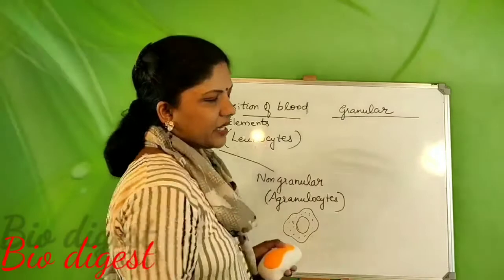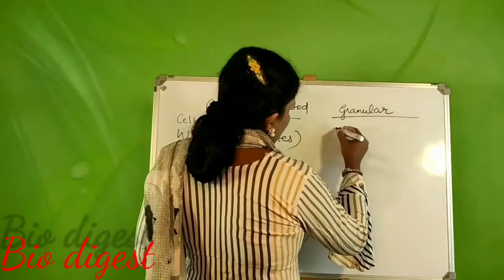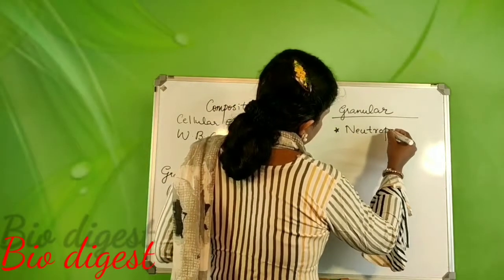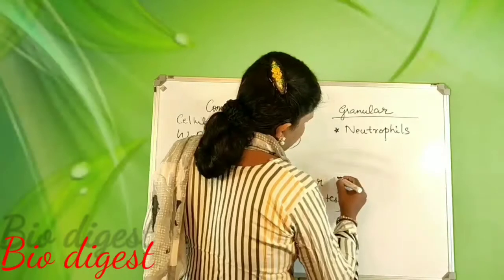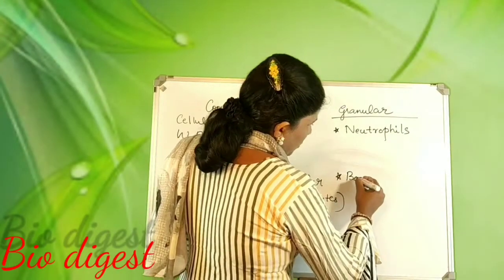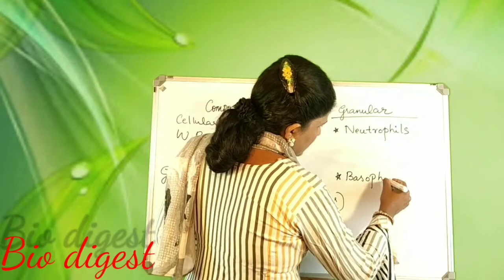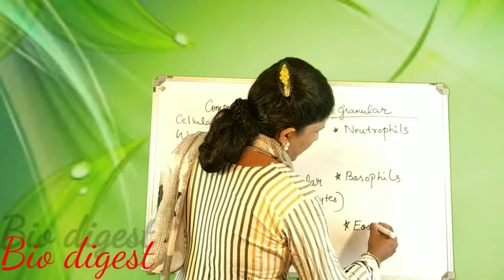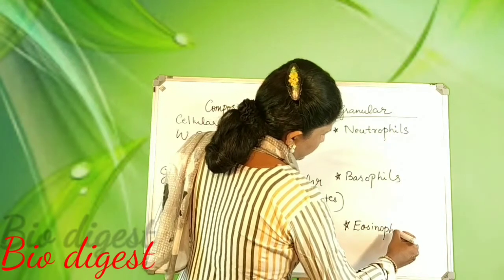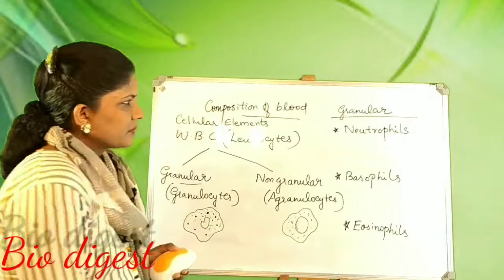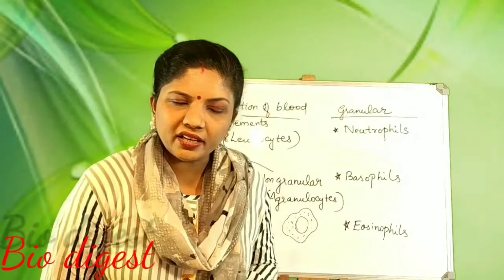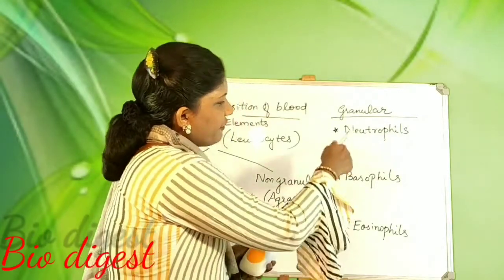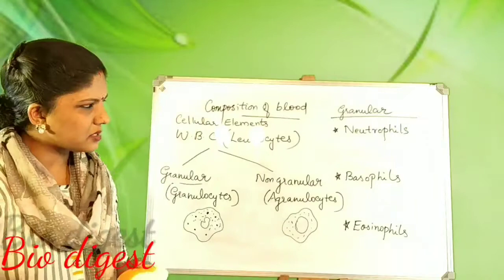But granules will be absent. So granular WBCs, which are they? Neutrophils, basophils, and eosinophils. So there are three granular WBCs. Which are they? Neutrophils, eosinophils and basophils.